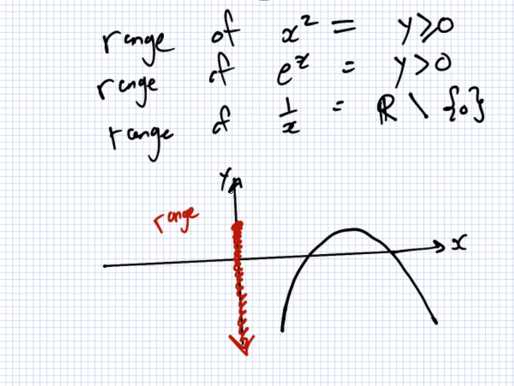Does that make sense? So why down? Well, because there's no y's up here. This is the maximum height. So you can never get y's up here.